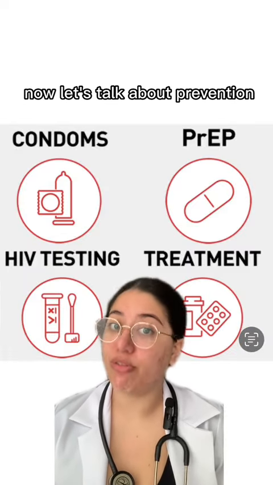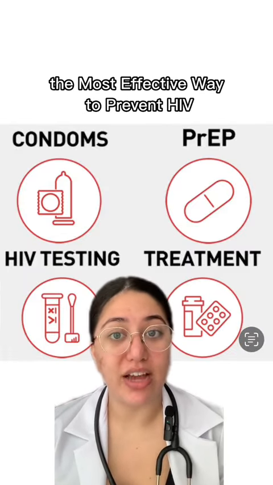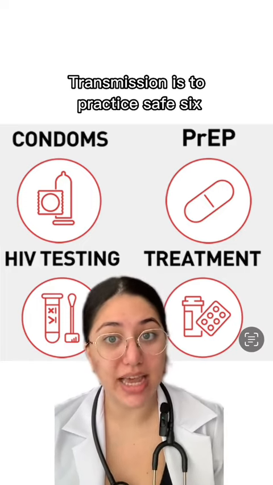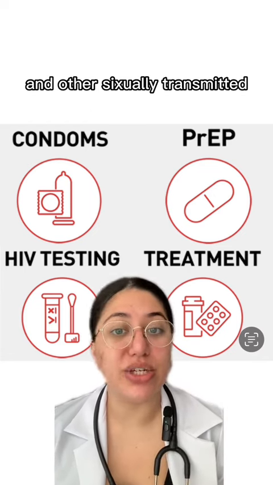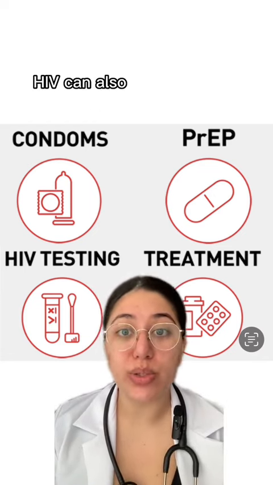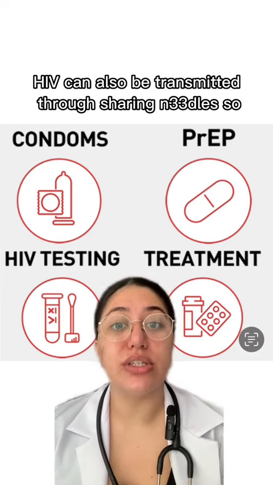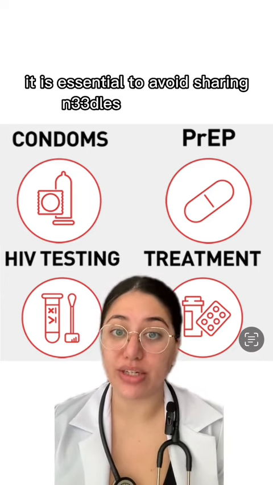Now, let's talk about prevention. The most effective way to prevent HIV transmission is to practice safe sex by using condoms and getting tested regularly for HIV and other sexually transmitted infections. HIV can also be transmitted through sharing needles, so it is essential to avoid sharing needles for drug use.